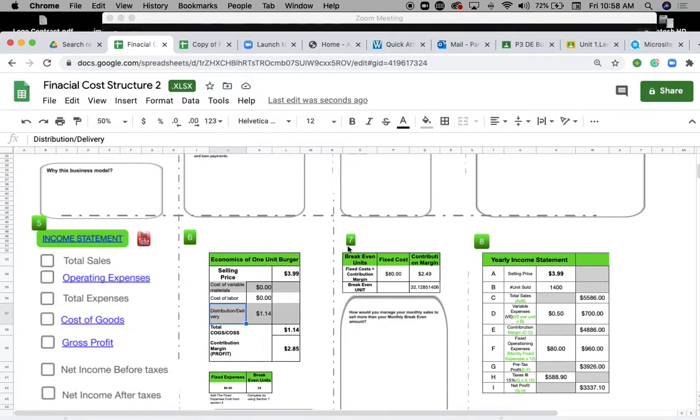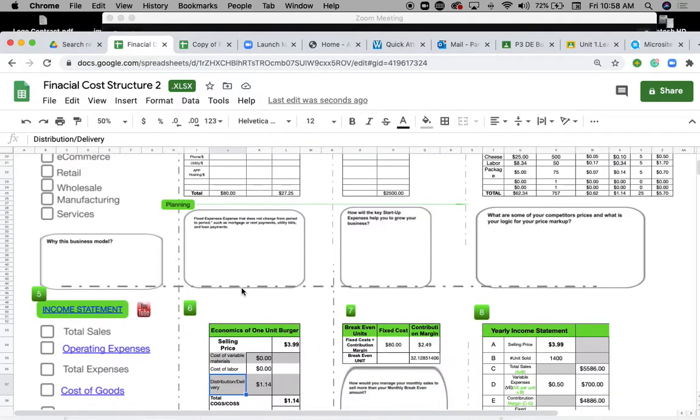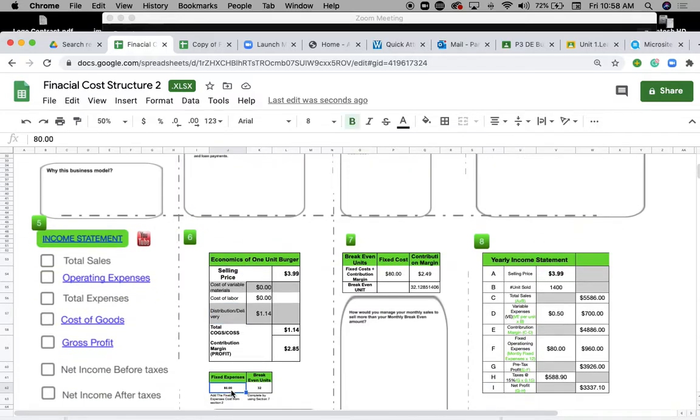The next phase is the fixed expenses and the break-even unit. This is important. Fixed expenses. I just go right back up here, and here it is. That number was 80. I come down and put the 80 right here.